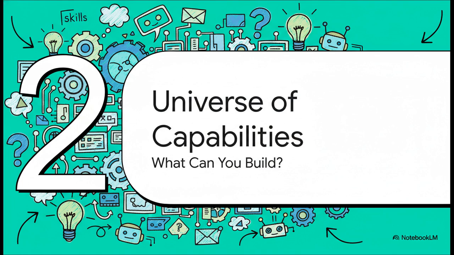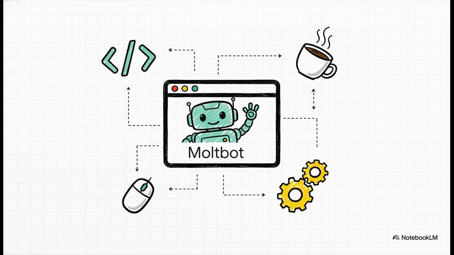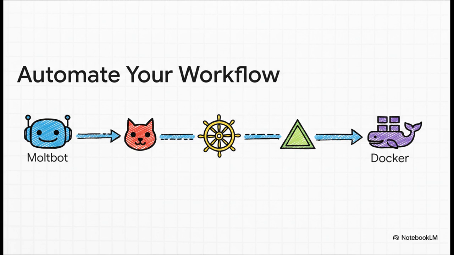So instead of just talking about it in the abstract, let's look at what you can actually build with Moltbot. We'll just run through a couple of examples for different kinds of people. First up, let's talk to the developers. If you're someone who practically lives in your code editor and your terminal, Moltbot can seriously become your new best friend. Just imagine this. You could interact with GitHub, manage your Kubernetes clusters, or even deploy a new project to Vercel, all just by talking to your assistant. You could even get it to manage your Docker containers for you. This is about taking your entire development workflow and just automating it.